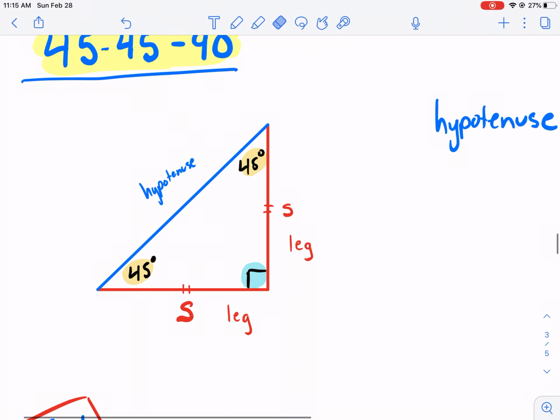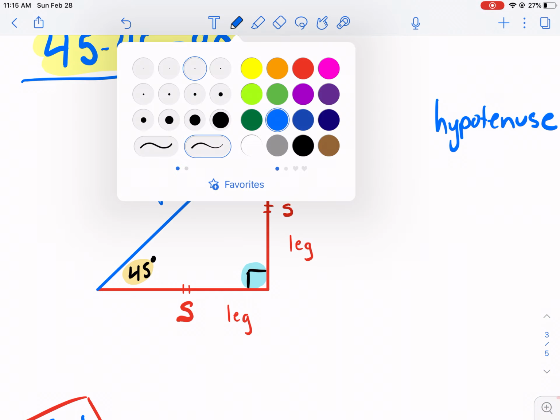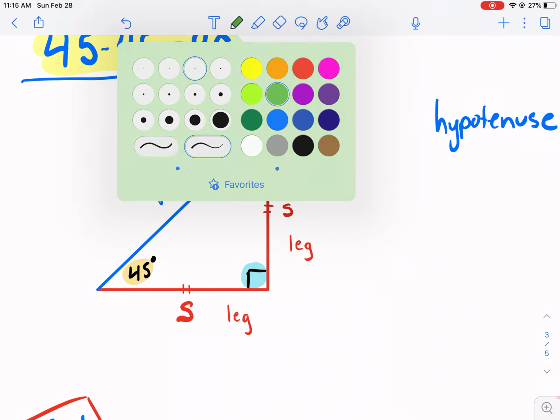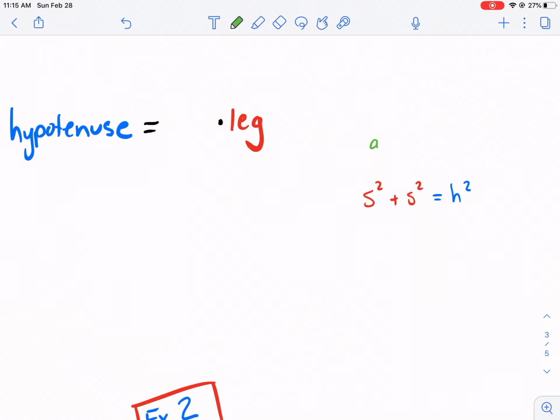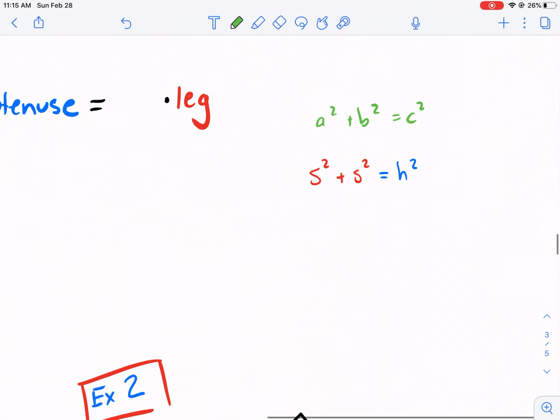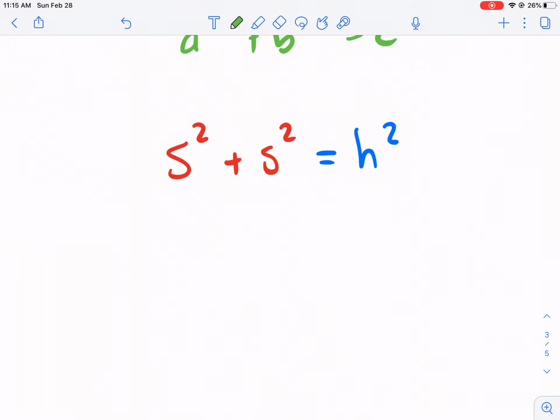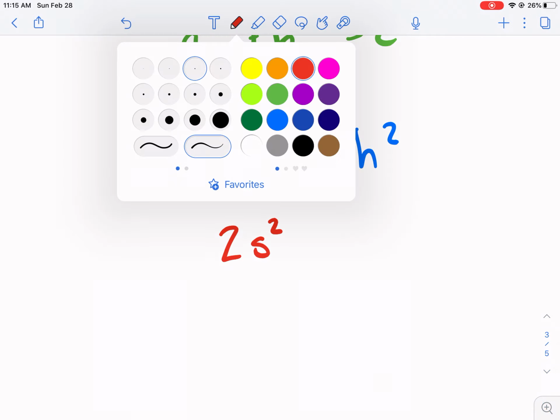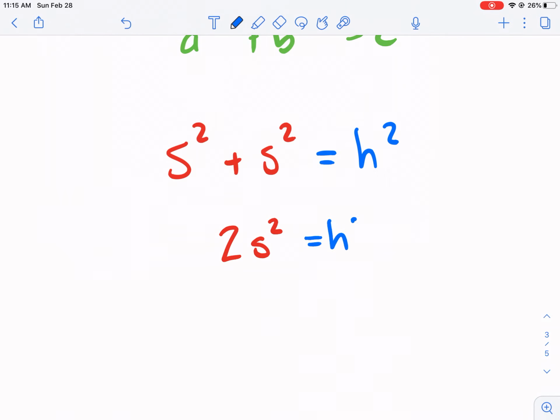Now, we know that the sides of a triangle, the legs and the hypotenuse, have a special relationship: a squared plus b squared equals c squared. So we're going to take that relationship over here. We know that a squared plus b squared equals c squared, where c is the hypotenuse. So with this terminology, the two legs squared added together will equal our hypotenuse squared. How can we simplify from here? Well, we would have s squared plus s squared, which is 2s squared, equals h squared.